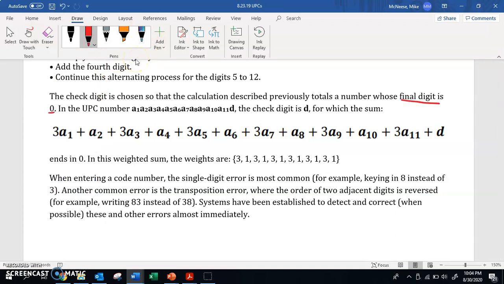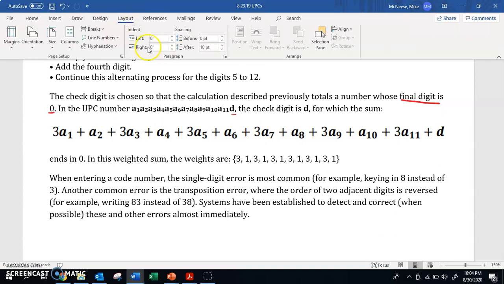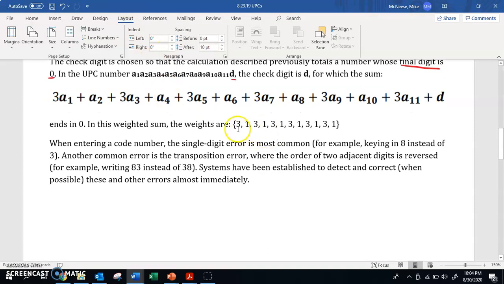And it says in the UPC number A1, A2, all the way through A11, and then D, D is the check digit number. That's that last number. The check digit is D, for which the sum 3 times the first plus the second plus 3 times the third, all the way plus D, ends with 0. And so this is another form of weighted averages. The odd numbers have a weight of 3. The even numbers have a weight of 1.